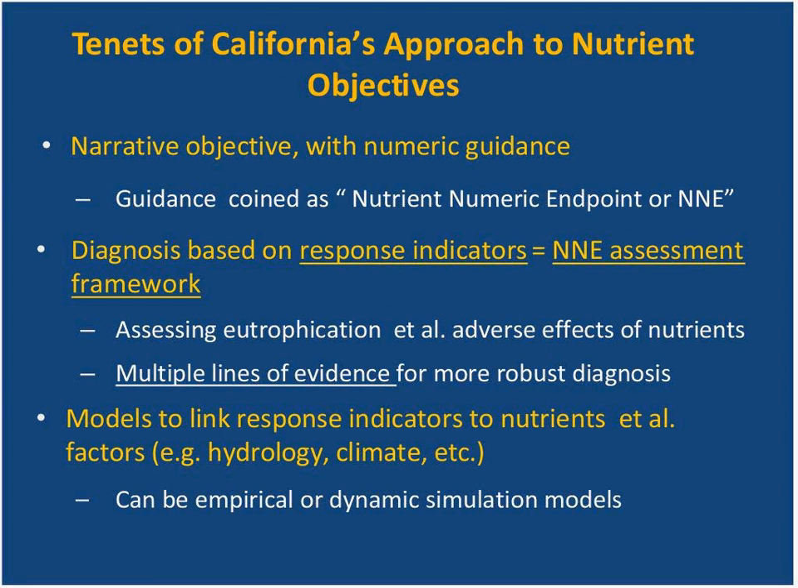California's approach to nutrient objectives is basically the idea that it starts with an objective, coming up with numeric guidance that essentially helps you translate that narrative objective, and that guidance is what's being coined as Nutrient Numeric Endpoint, or NNE. So if you hear about the NNE, this is essentially the numeric guidance that would help to translate a narrative objective for nutrients and biostimulatory objectives.